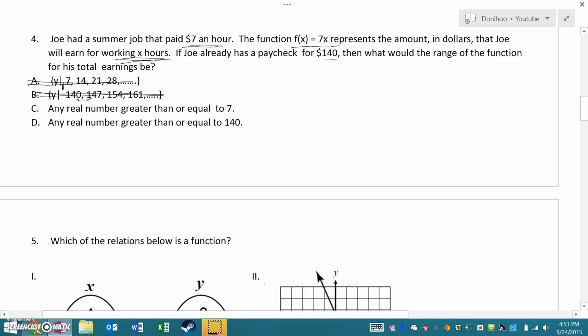This is a continuous situation. He starts out with 140, so that means any number greater than or equal to 140, that's how much money he's going to have. So D is going to be our correct answer here.